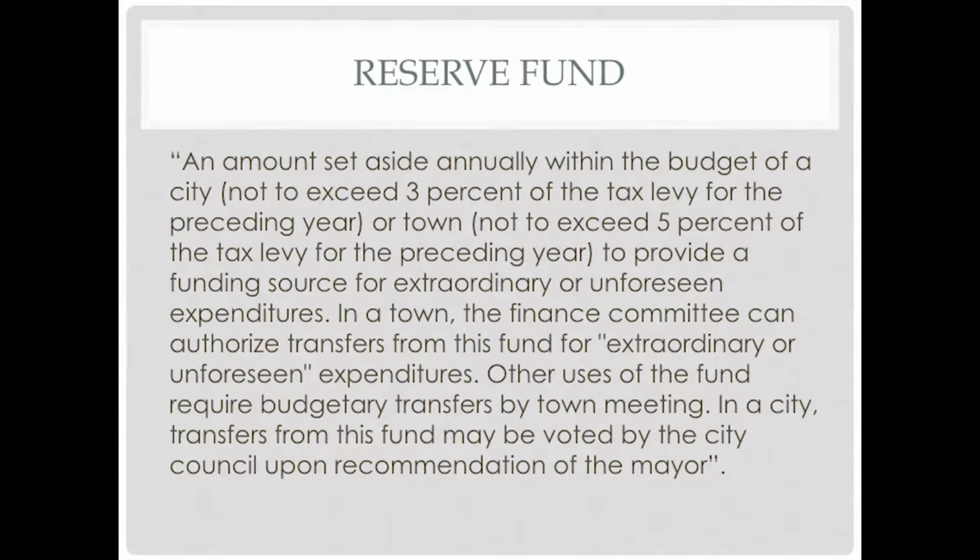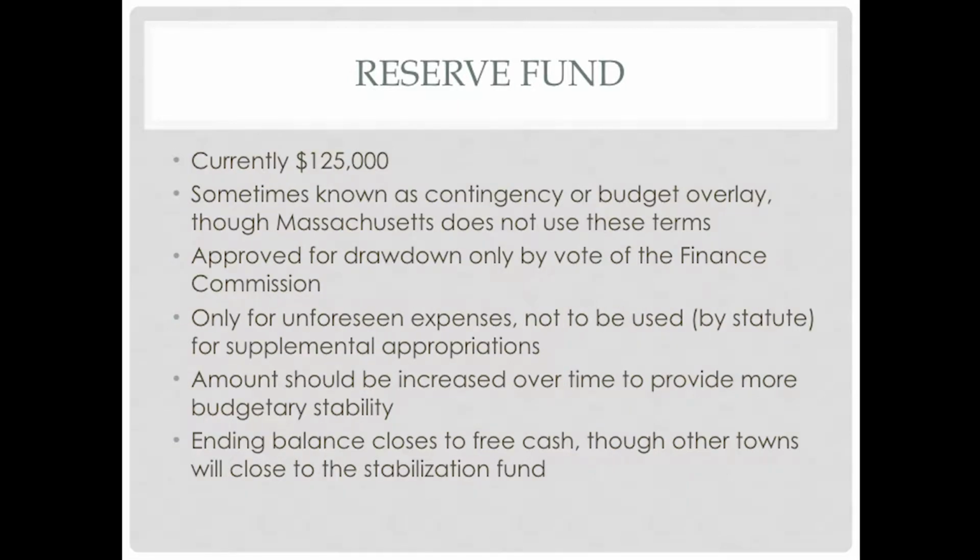But the reserve fund is there for when you truly have an unforeseen expense. It's usually called contingency. Sometimes it's called the budget overlay in other towns. What we call a reserve fund in Massachusetts, the rest of the world generally calls it something different, but that's okay. We're Massachusetts and we can do it.